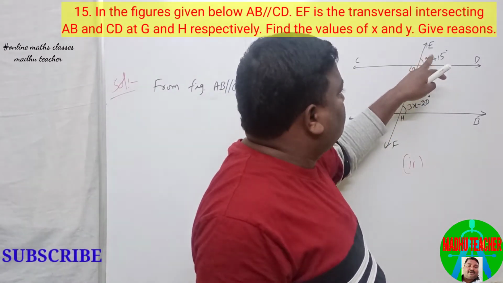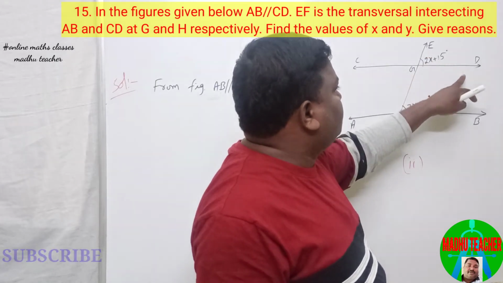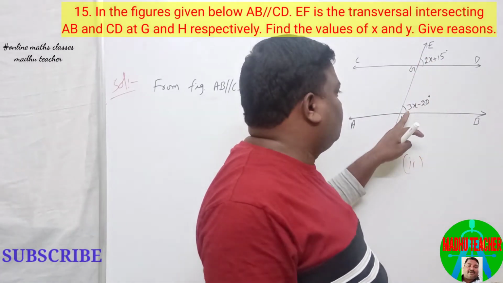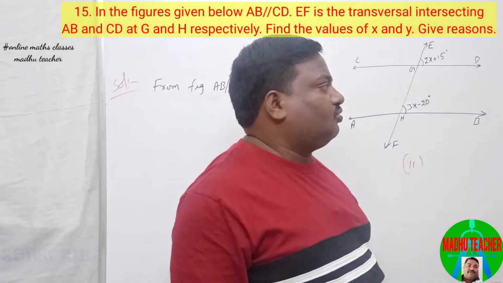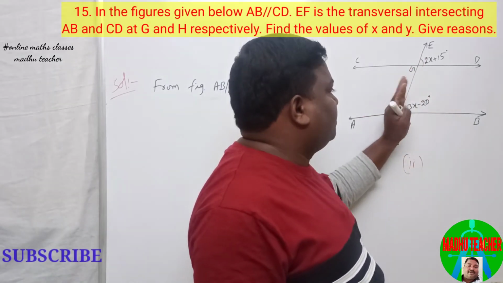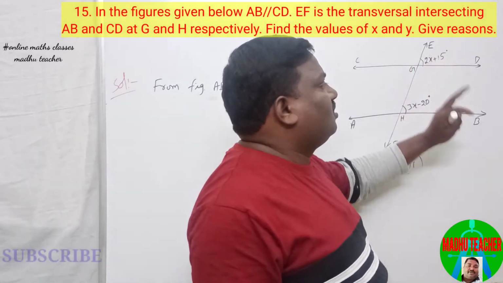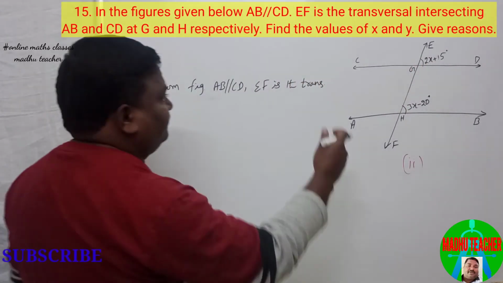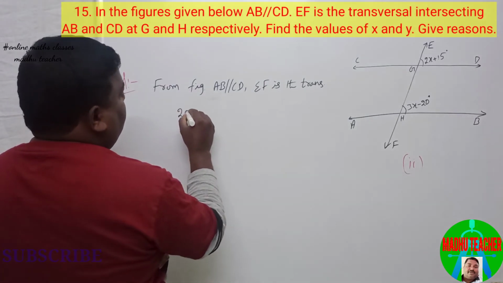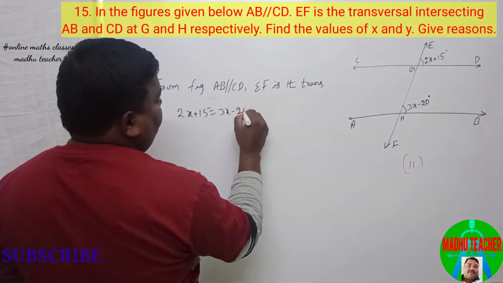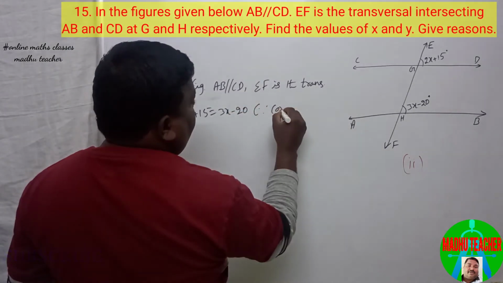We have these two angles, that is DGE and BHG. This is 2x plus 15 and this is 3x minus 20. These two are on the same side of the transversal, and one is interior, the other is exterior. So these two are corresponding angles. Therefore, 2x plus 15 equal to 3x minus 20, since corresponding angles.